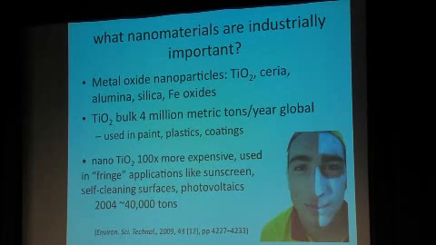The nano titanium dioxides are used in self-cleaning surfaces like tiles, windows, mirrors, where it's important that the surface not have optical distortions. And then there are some applications coming up now in photovoltaics. So in 2004, the market here was minuscule compared to the bulk market.